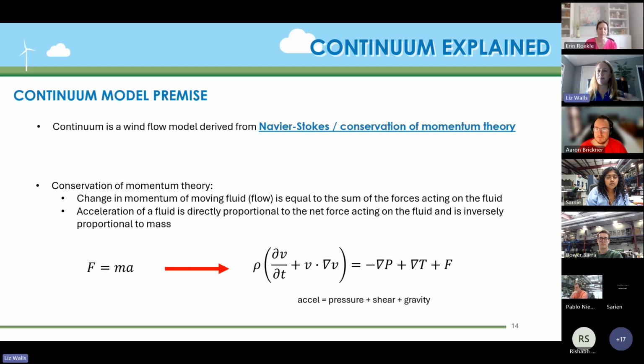For our purposes, though, we're going to expand it out into its fuller form, where we have acceleration on the left-hand side. So it's a change in velocity with time, and change in velocity in all the different x, y, z directions, and that is equal to the sum of the forces. And the forces can be categorized into three groups: pressure, so pressure acting in different directions on that fluid, then shear, so pulling against the movement of that fluid, and then lastly gravity. So those are the forces, in general terms, that apply to a moving fluid.